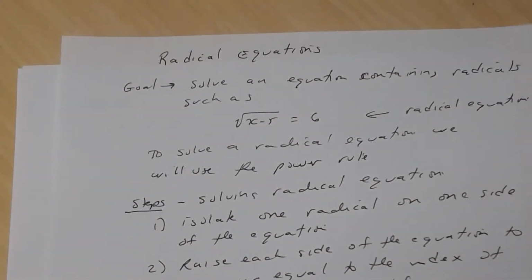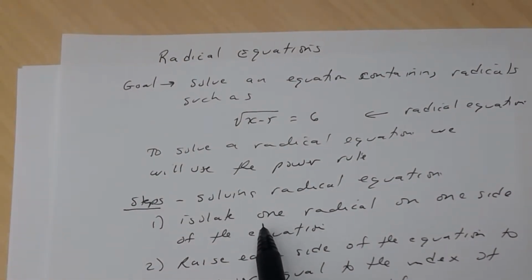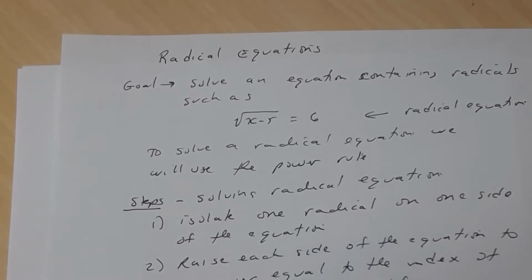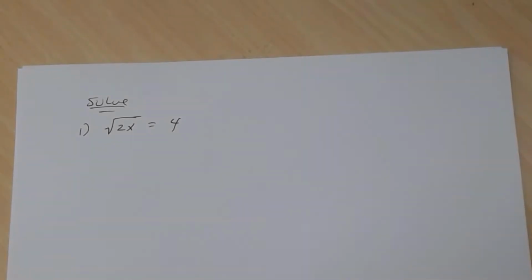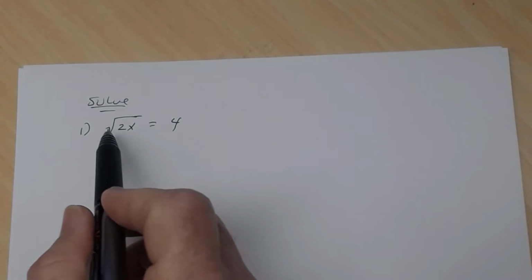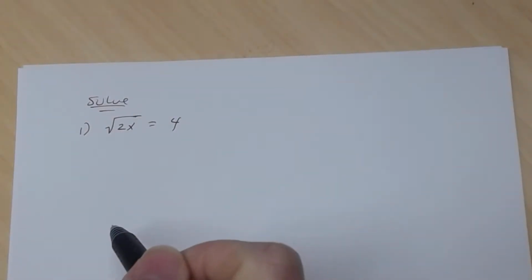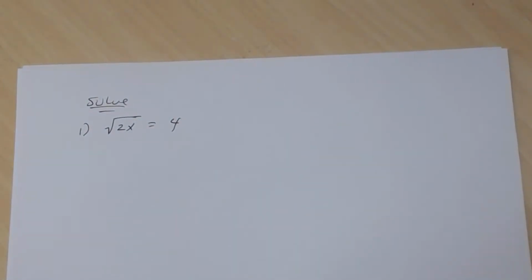But remember your steps. So step 1 is to isolate one of the radicals on one side. Well, in this case, it already is. So step 1 has already been done. The square root's already by itself. Okay, now step 2 says this.